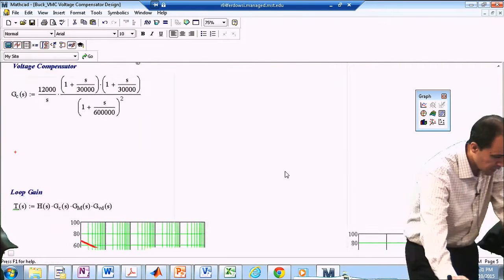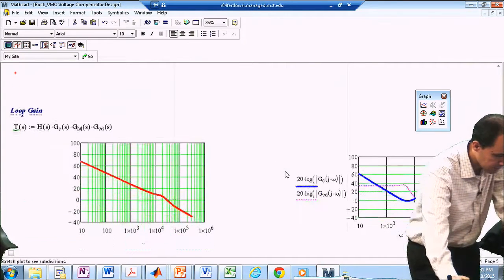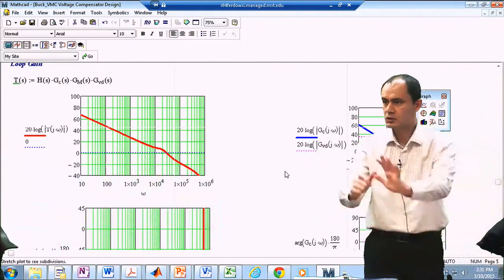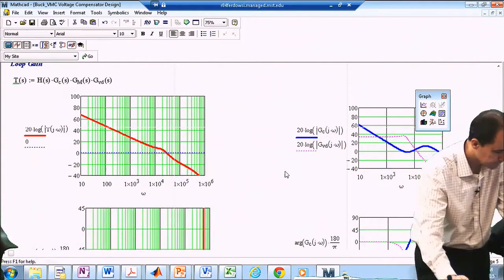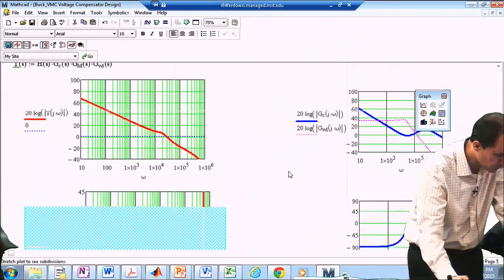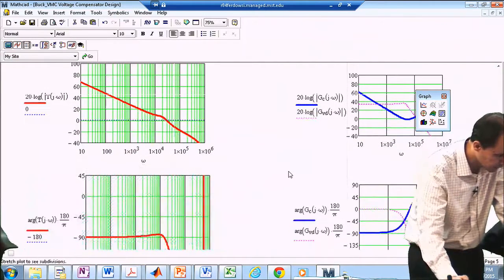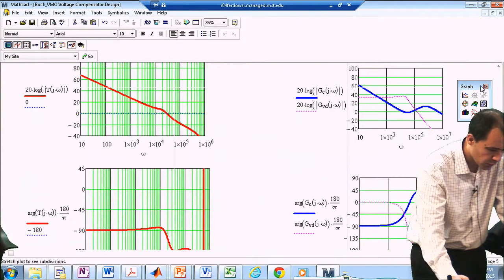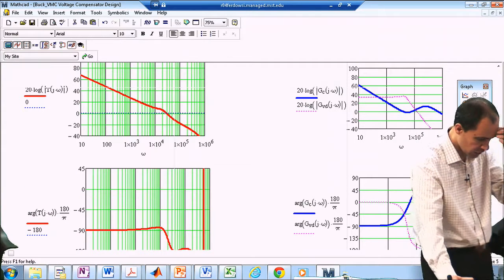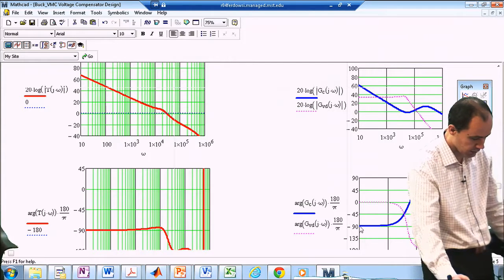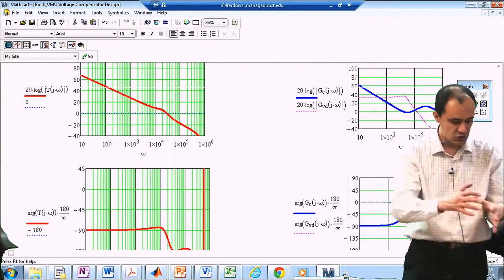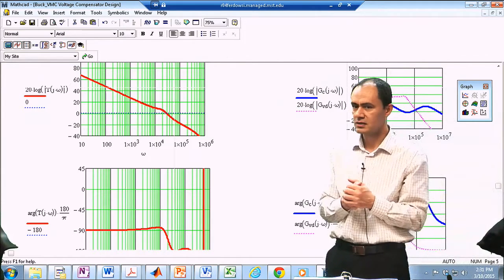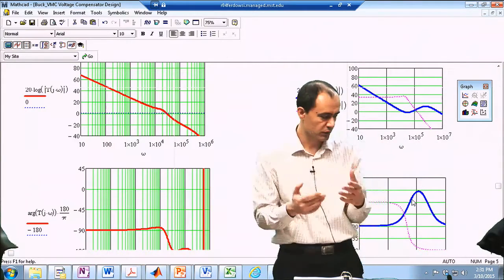Okay. So now we're going to look at the loop gain, the entire loop gain, all the elements together, so you can see how it looks. On the bottom right, what I have is just my compensation network, so I can check and see if I'm getting enough phase boost or not.